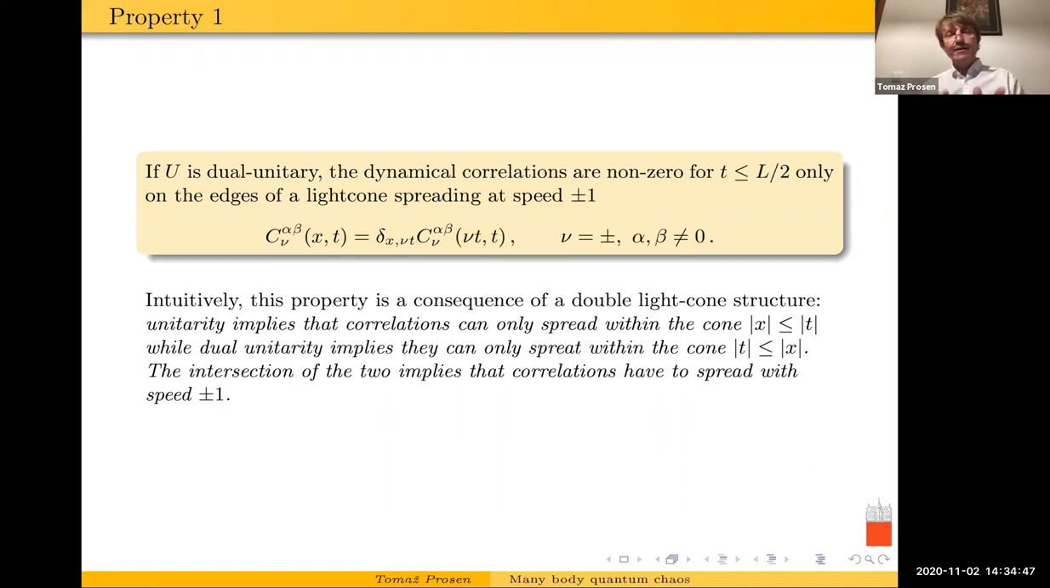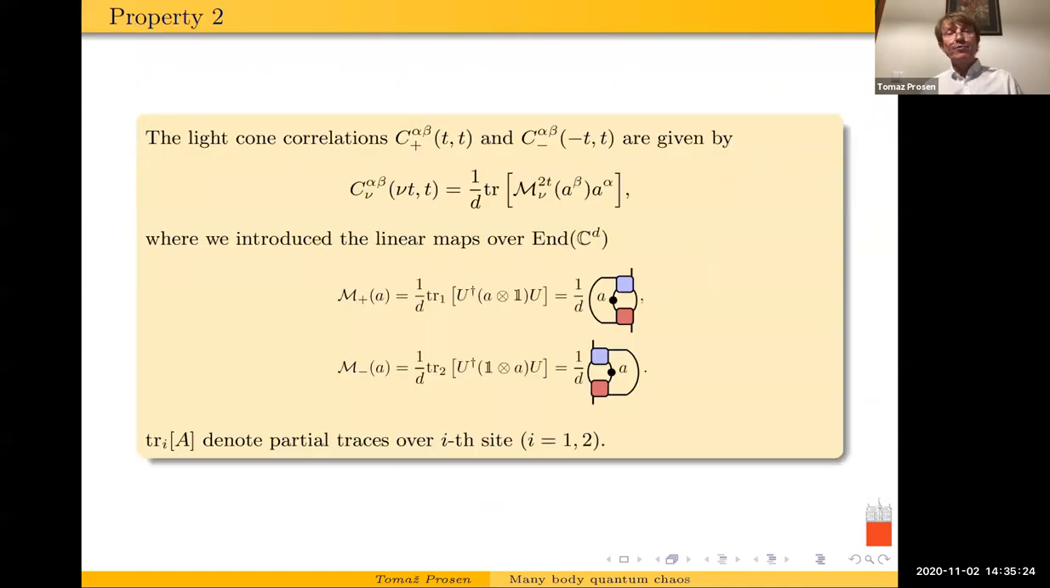So unitarity and locality of interactions means that quantum correlations can only spread within the light cone, which is X less than or equal to T. But since you have unitarity in space as well, double unitarity, this also applies to the complement of the cone, which is T less than or equal to X. And the intersection of the two causal cones is then just light rays, where the absolute value of X is equal to the absolute value of T, which is just two rays with speed plus minus one. There is this formal diagrammatic proof, which is very simple, but I'm skipping it. The point is that the correlation function along the light rays is not trivial.